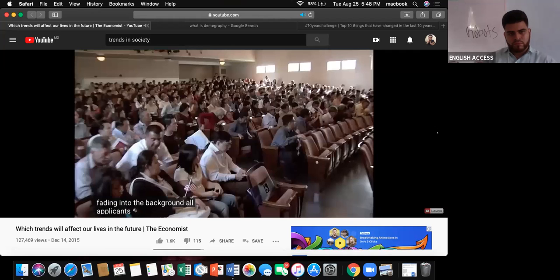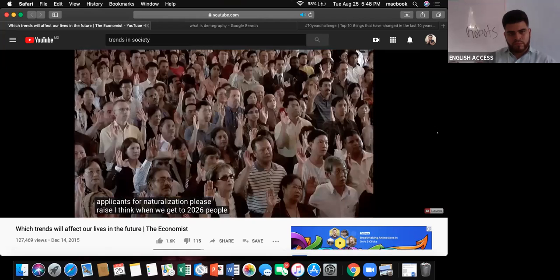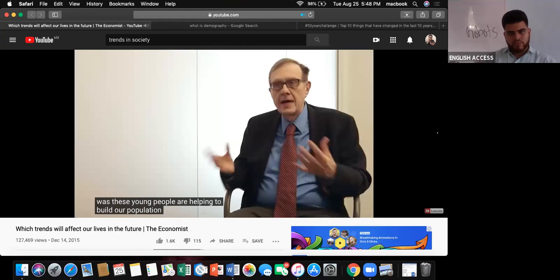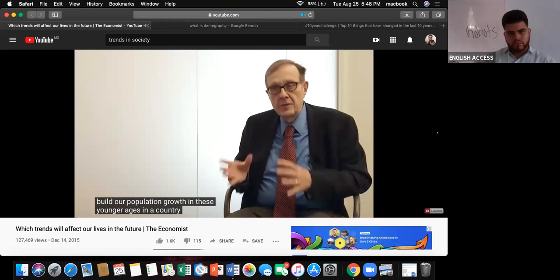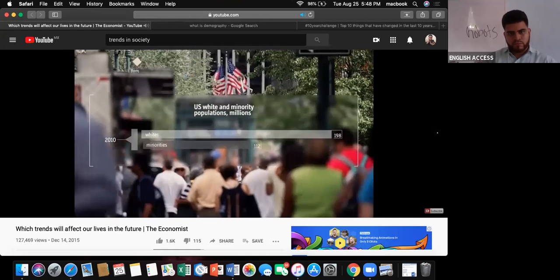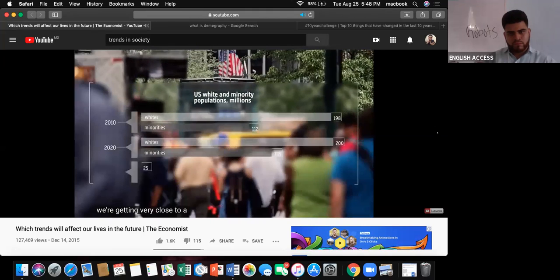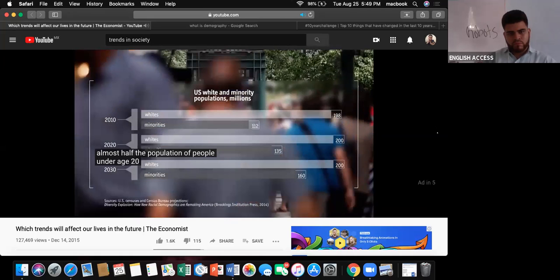All applicants for naturalization, please raise your right hand. I think when we get to 2026, people will see how important this immigration was. These young people are helping to build our population growth in these younger ages in a country which otherwise would be aging very rapidly. We're getting very close to what we call a majority minority, which means the racial groups other than whites are almost half the population of people under age 20 in the United States.